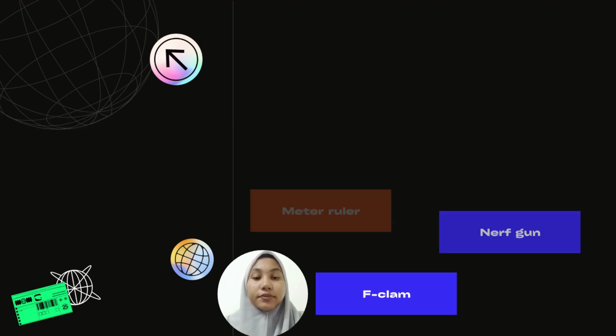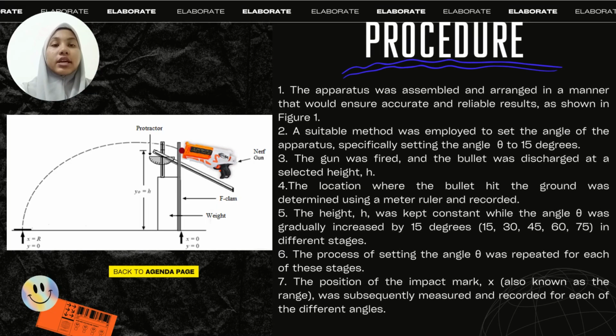For the procedure, we assemble and arrange the apparatus according to figure 1 and we use a suitable method to set the angle of the apparatus, specifically setting the angle 0 to 15 degrees. The gun was fired and the bullet was discharged at a selected height, which is H. The location where the bullet hit was determined using a meter ruler, and we record it.